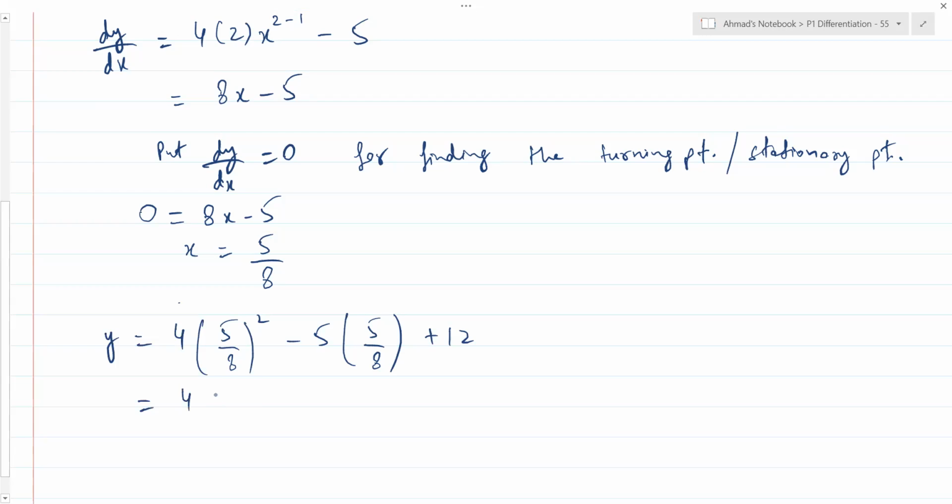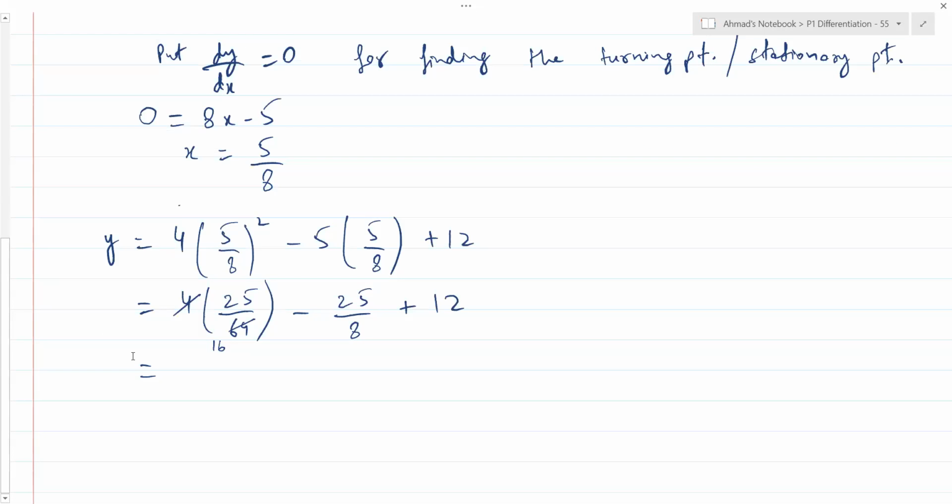So 4 into 25 over 64 minus 25 over 8 plus 12. Can anybody tell me what the result is for this? Check directly on the calculator. What does this result in? 167 over 16. Okay, so that's the y coordinate. So that means our turning point is therefore going to be 5 over 8 and 167 over 16. This is our turning point.